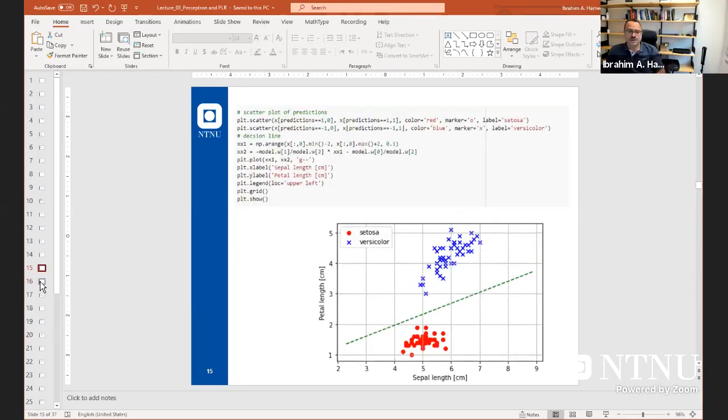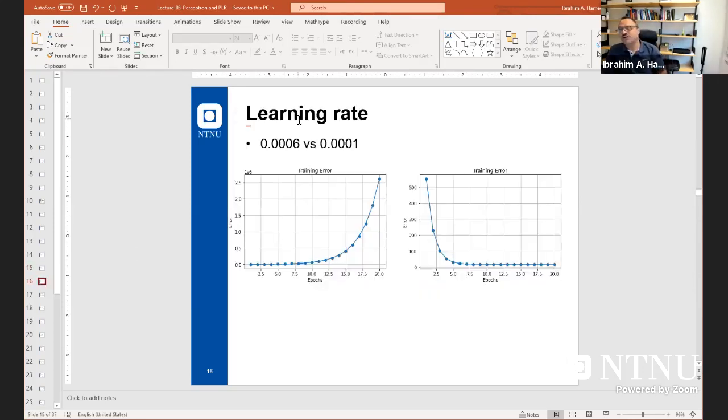You will just do the same. Here, for example, it's the learning rate. What is the impact of the learning rate? So this learning rate, it's this one. It's very small, it's 0.001. So it converges, in fact, correctly. It converges after 20 epochs.